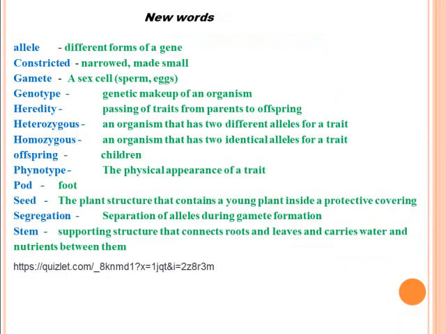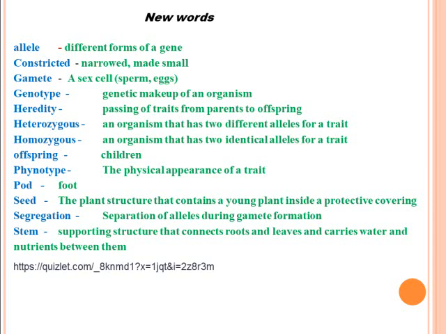Let's study new words to the topic with their definitions. Allele, different forms of a gene. Gamete, a sex cell, sperm, eggs. Genotype, genetic makeup of an organism. Heredity, passing of traits from parents to offspring.